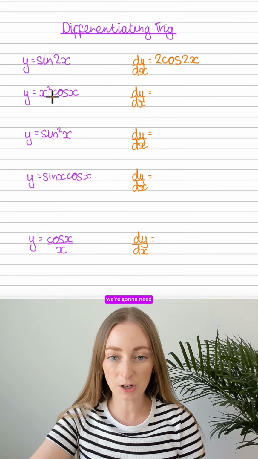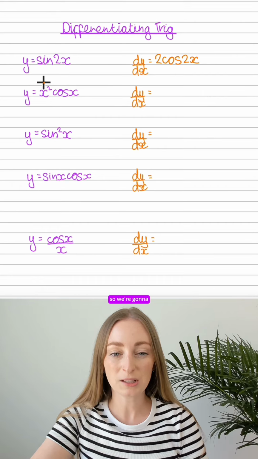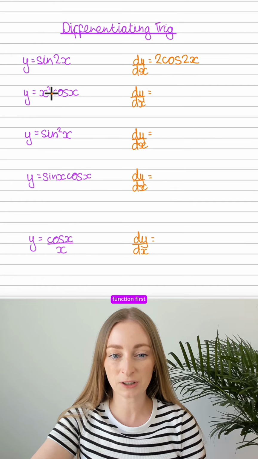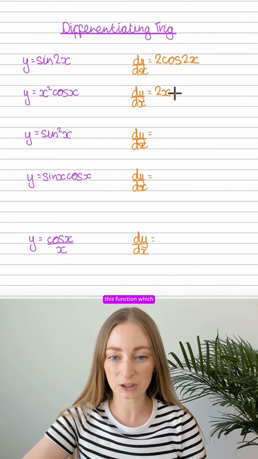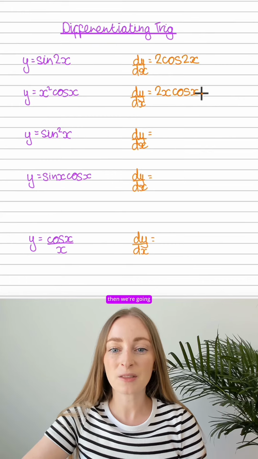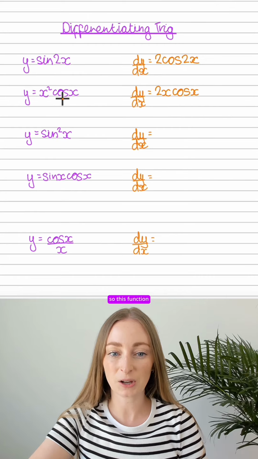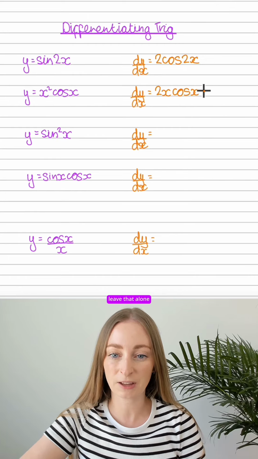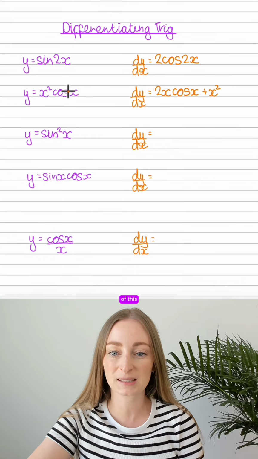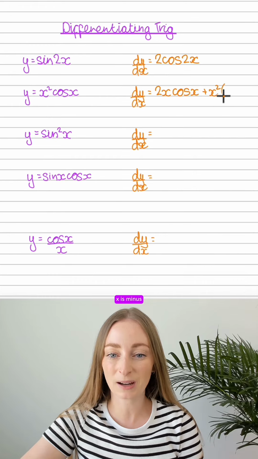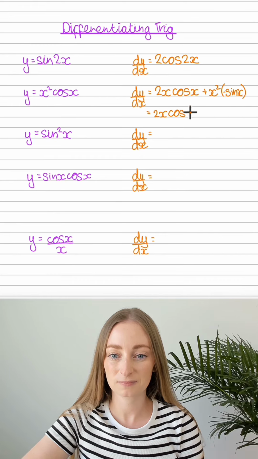Okay, for this one, we're going to need to use the product rule. So we're going to differentiate this function first, and that's going to be 2x. Multiply it by this function, which is cos x. Then we're going to do the opposite. So this function here, we're going to leave that alone. And we're going to times it by the derivative of this. The derivative of cos x is minus sin x.